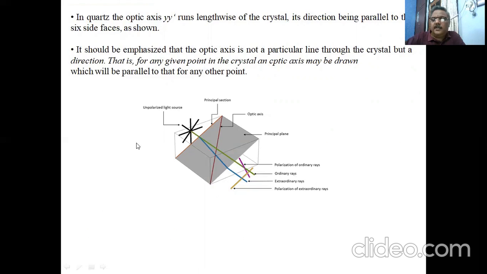It should be emphasized that the optic axis is not a particular line through the crystal, but a direction. So like you have drawn this line, it is not necessary that light is passing through this line only. The direction should be the same. It can be any of the axes.